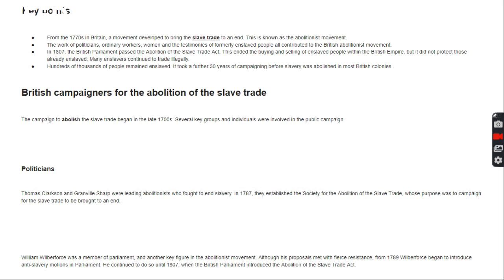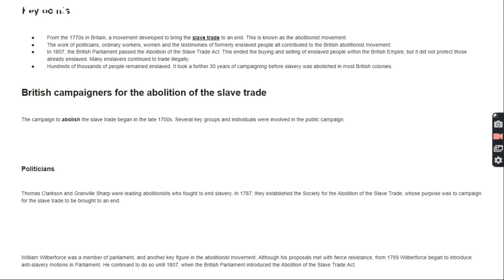This ended the buying and selling of enslaved people within the British Empire, but it did not protect those already enslaved. Many enslavers continued to trade illegally. Hundreds of thousands of people remained enslaved. It took a further 30 years of campaigning before slavery was abolished in most British colonies.